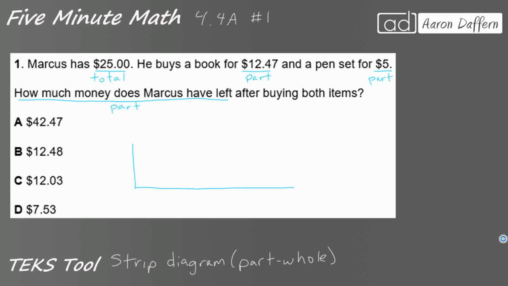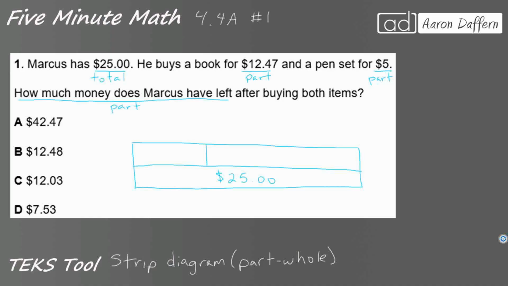Now there's a few different ways we can draw the total or the whole in our strip diagram. Sometimes it's a part of the main rectangle, sometimes it's not. It's either above or below. There's multiple ways to do it, so don't just get used to seeing it in one way, because I've seen it multiple ways on the STAAR test. I'm going to put my $25 on the bottom, and since it goes the entire length of this rectangle, that means that's my total or my whole.